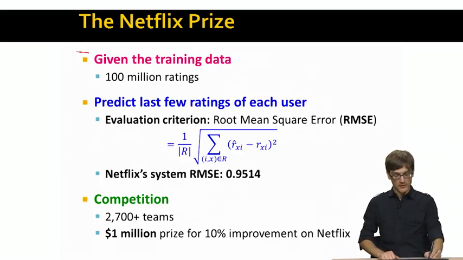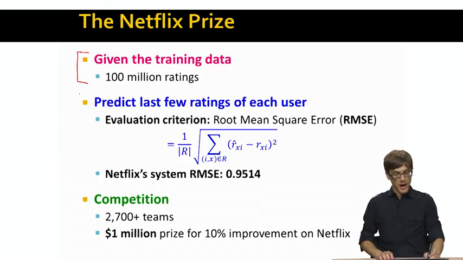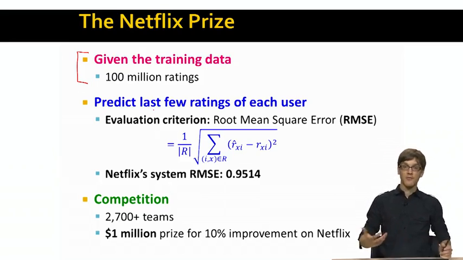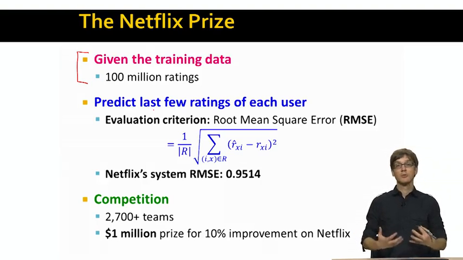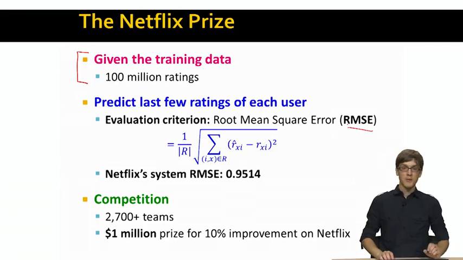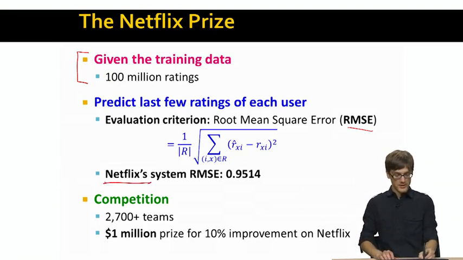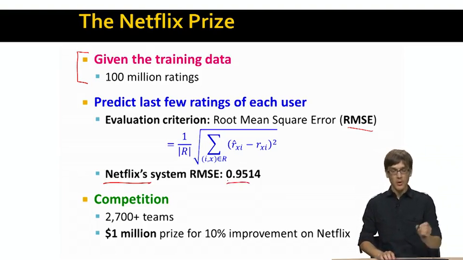So what Netflix gives us is the training data of 100 million ratings: 500,000 people, 20,000 movies, and the ratings. Our goal is to predict a few ratings for every user, where the evaluation criterion, or the way we evaluate how good our predictions are, is based on the root mean squared error. And what we also know, for example, is that the root mean square error of the Netflix in-house system at that point in time was 0.95.